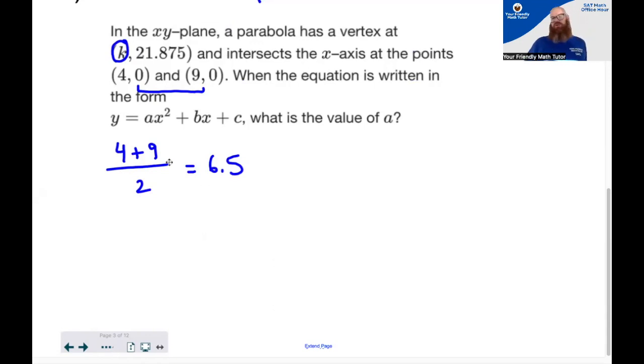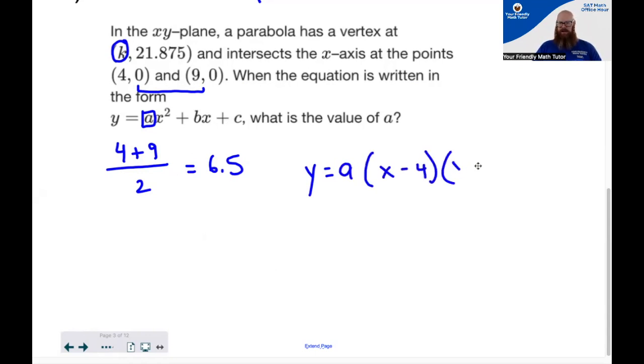Okay. So then I have to decide. Also, I'm not going to do standard form here. I have to realize that the A in standard form is the same A in vertex form or intercept form. So I have the intercepts and I have the vertex, so I can use either one. Let's try intercept form. So intercept form means I have A times x minus 4 times x minus 9. And again, I just want to know what A is. Well, I get A by plugging in the other point, the point that's not the intercept. So that is 6.5 is the x coordinate and 21.875 is the y coordinate.